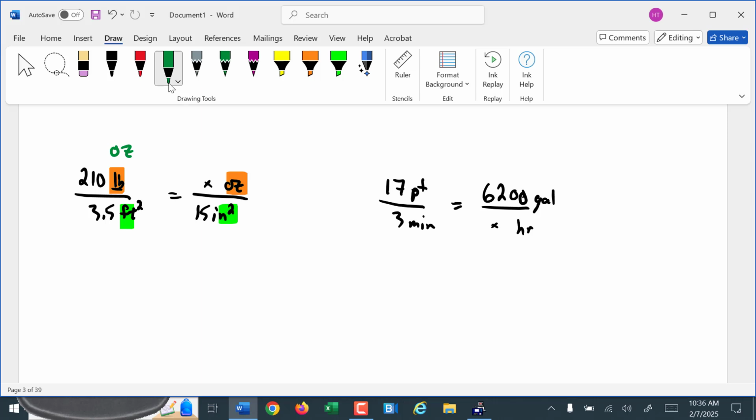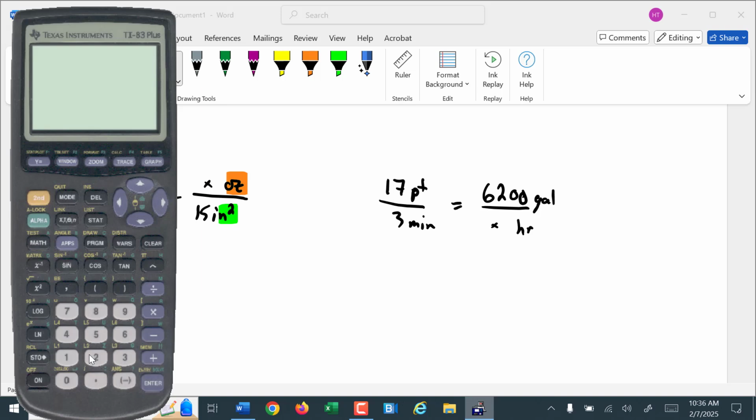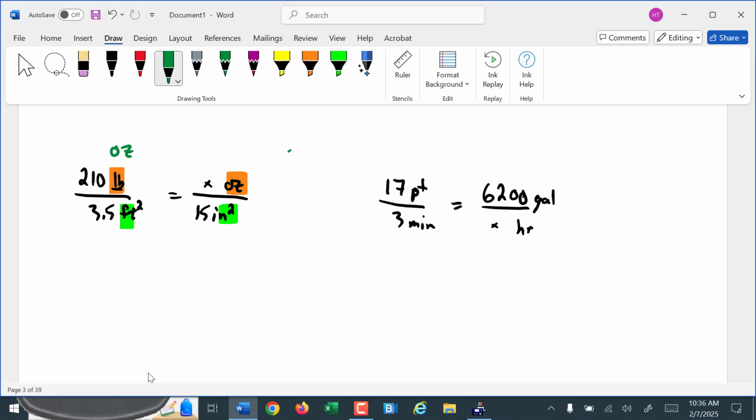Of course, how many ounces in a pound? 16. So I'm going to take my 210 times 16. And yes, I'm going to be sloppy with my conversion and not write out my conversion factors. But we get 3,360 ounces.